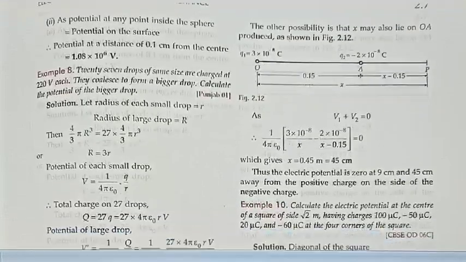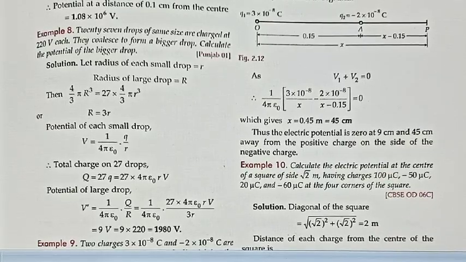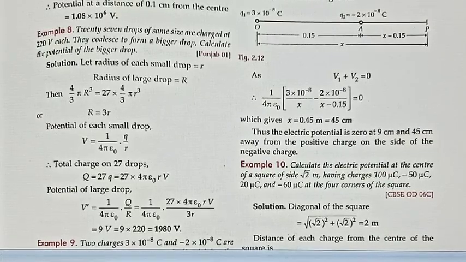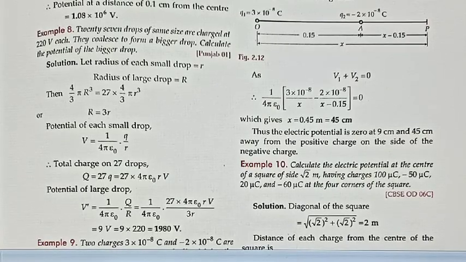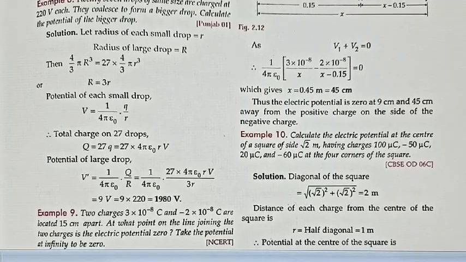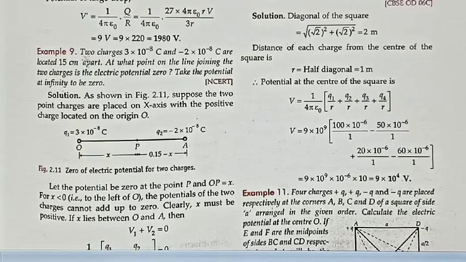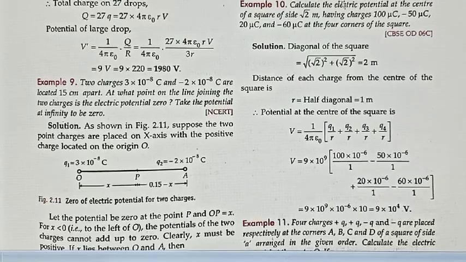So from the examination point of view, these two are important, that is to calculate electric field at a point due to an electric dipole. It can be an axial point or it can be an equatorial point. Now you see this example. I want you to practice example 8, example 9, and example 10 also. So let's start.